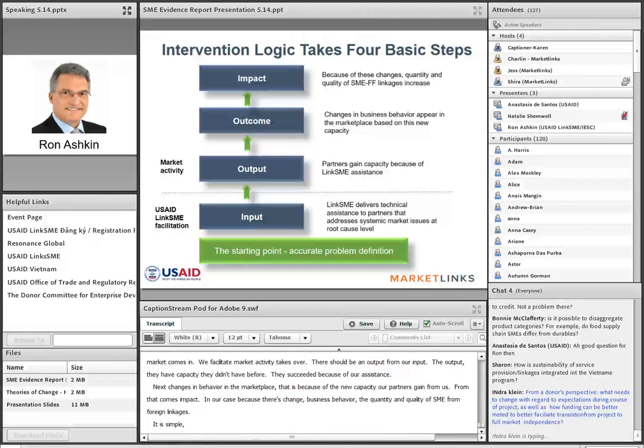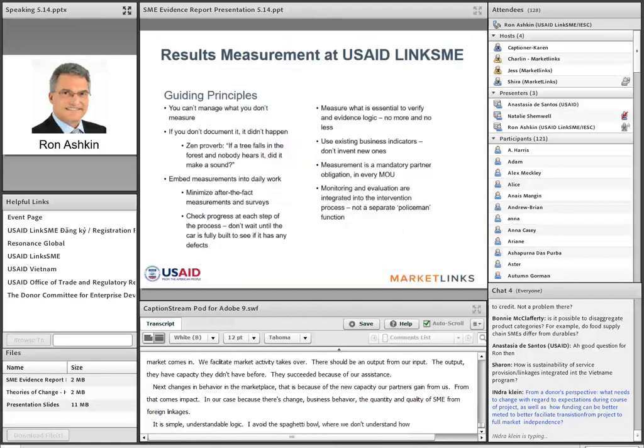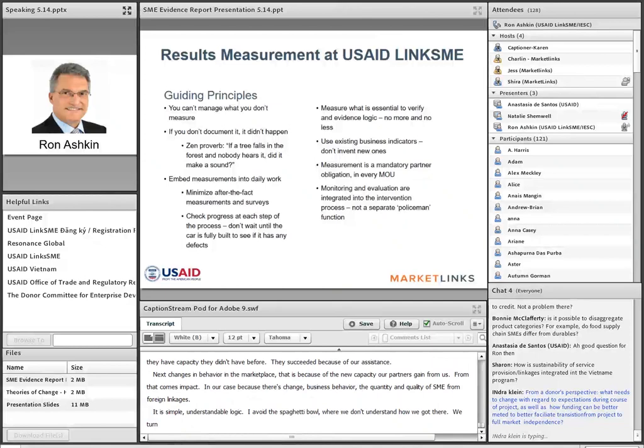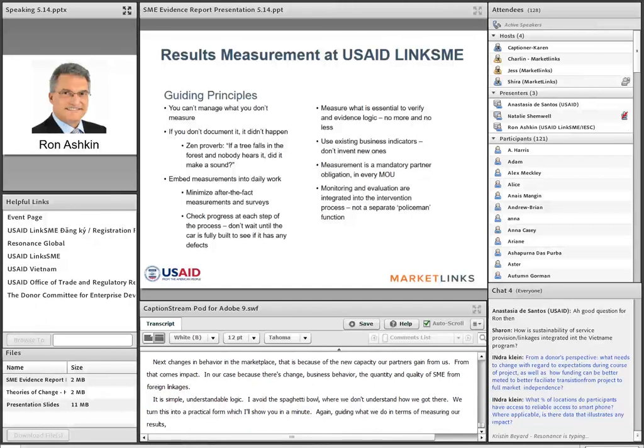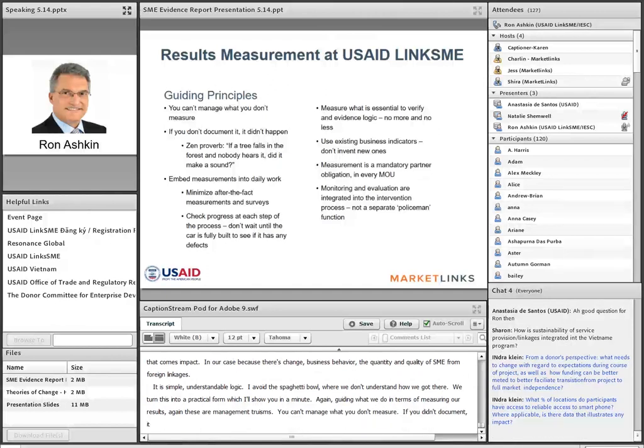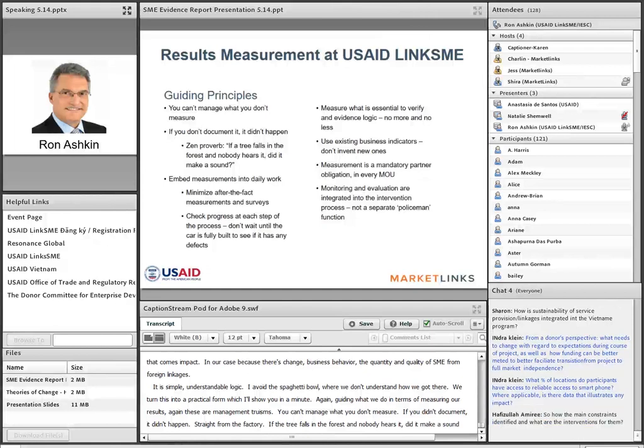So it's pretty simple. I like to use simple, understandable logic and avoid what I call the spaghetti bowl, where the only person who understands your results chain is the one who drew it. And we turn this into a practical form, which I'll show you in a minute, again guiding what we do in terms of measuring our results. Again, these are just management truisms. You can't manage what you don't measure. If you didn't document it, it didn't happen. These things come straight out of the factory. My favorite Zen proverb: if a tree falls in the forest and nobody hears it, did it make a sound? If you don't document it, maybe it didn't happen.